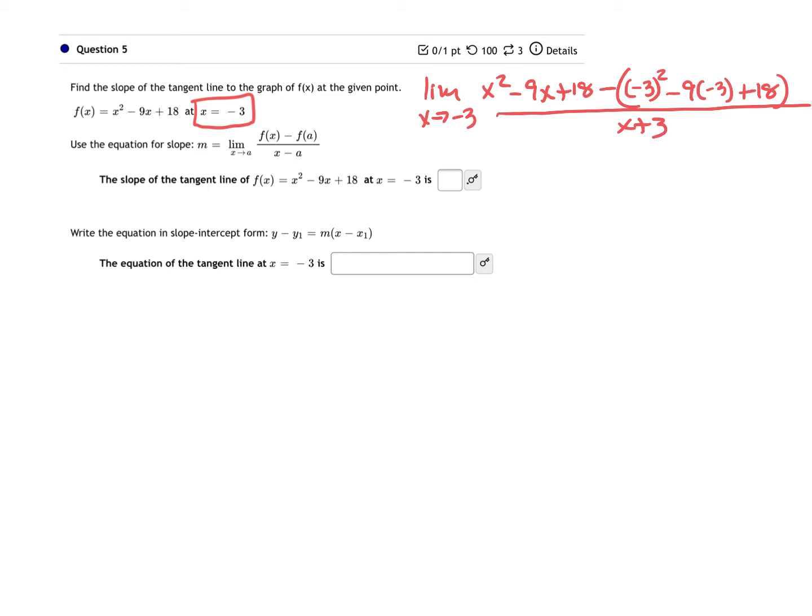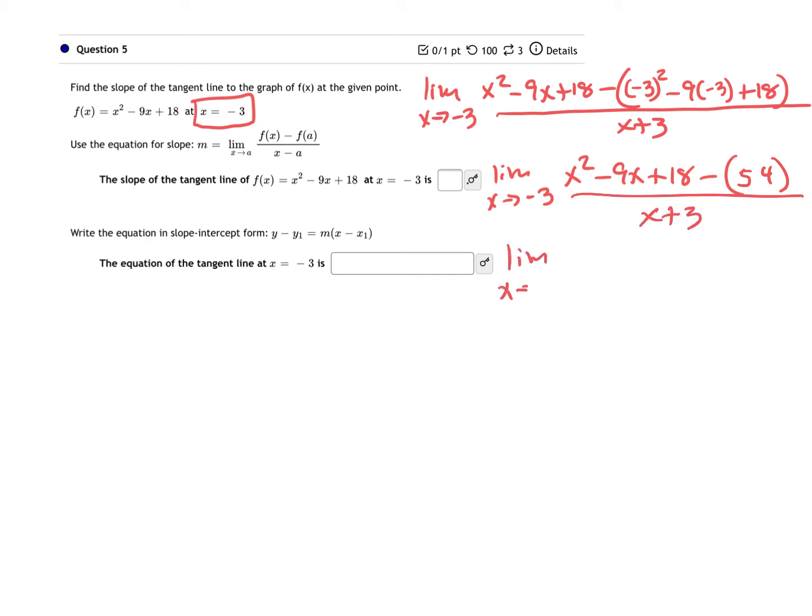So let's simplify the top a little bit. So I have the limit as x approaches -3 of x squared minus 9x plus 18 minus, and when you simplify that part in the parentheses, you're going to end up with 54 over x plus 3. So let's continue to simplify a little bit. The limit as x approaches -3 of x squared minus 9x, and that will be minus 36, all of that over x plus 3.